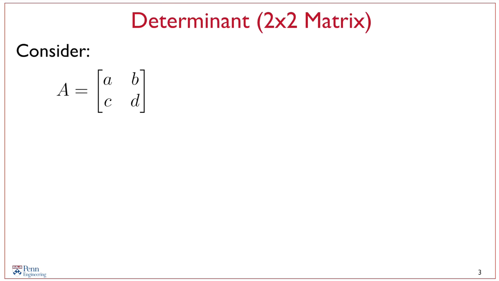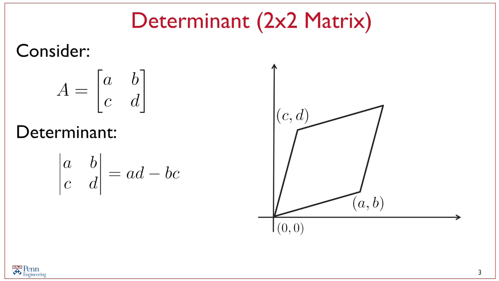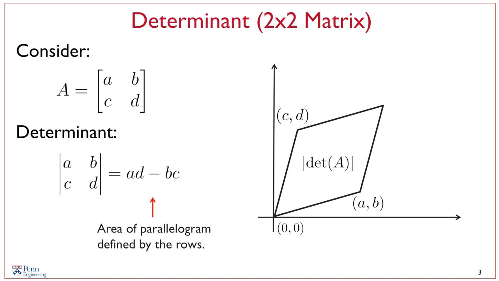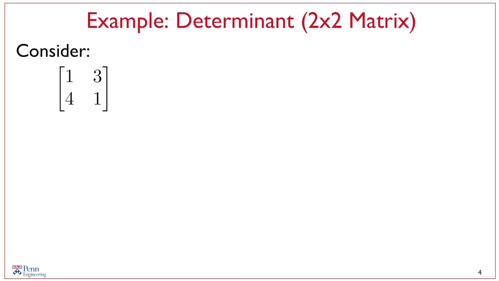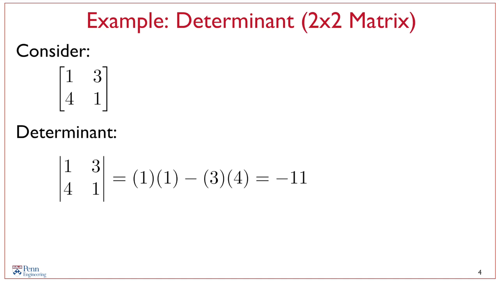Consider a general 2 by 2 matrix defined by the variables a, b, c, and d. The determinant of this matrix can be found with the following formula. Consider each row of this matrix as a vector in R2, or in the 2D plane. These vectors define a parallelogram. The magnitude of the determinant of this matrix represents the area of this parallelogram. Consider the following matrix. The determinant can be found by directly using the formula we saw on the last slide.